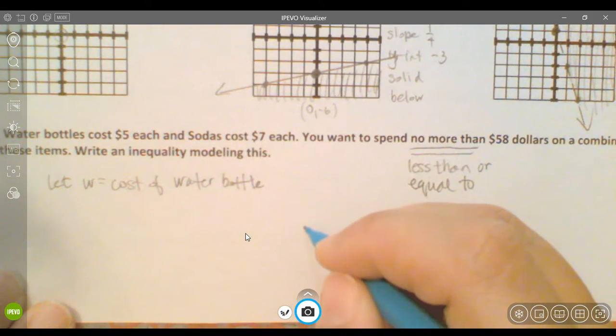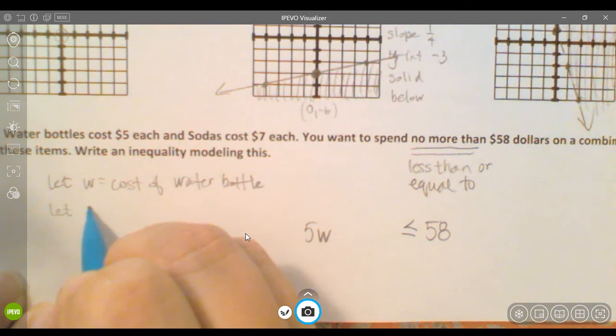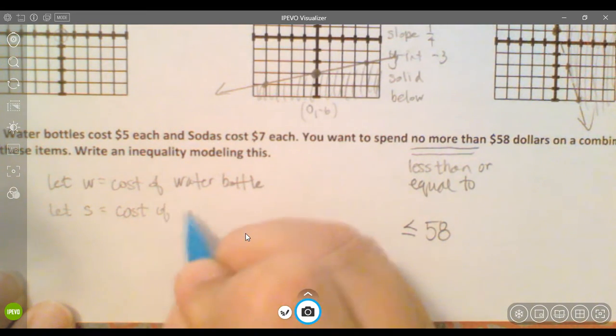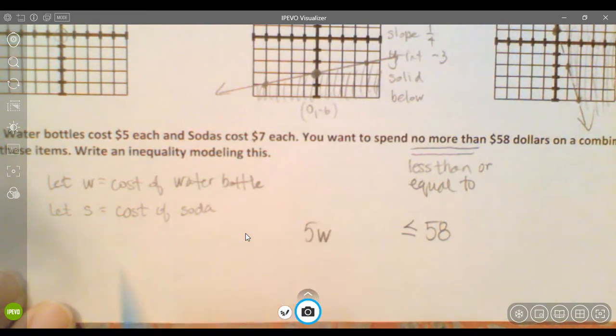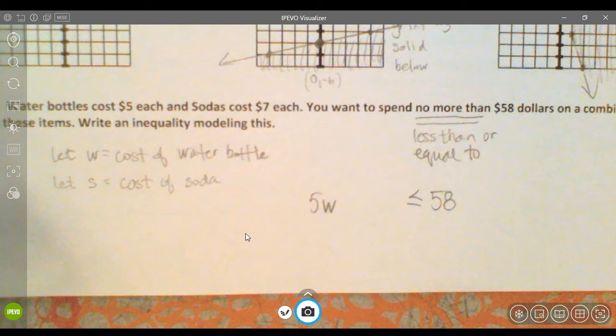Well, let's go ahead and put that then. 5W. Now we've got sodas. Now, I don't like to use S's, but for teaching purposes today I will. So the cost of a soda is S. And I don't like to use S because sometimes I might get sloppy and it looks like a 5 and I've just totally messed up everything. So 1 soda costs $7. 2 sodas, $14. 3 sodas, $21. 10 sodas, $70. 100 sodas, $700.